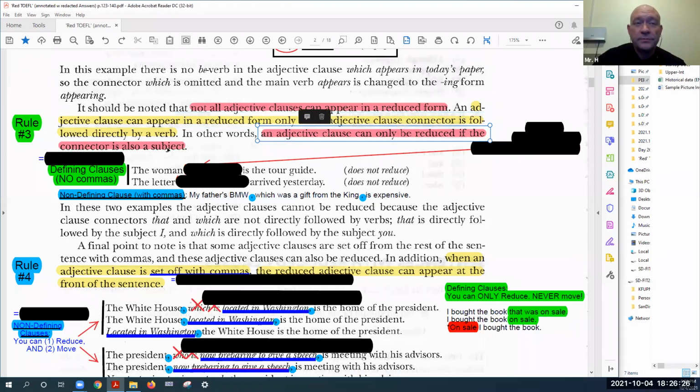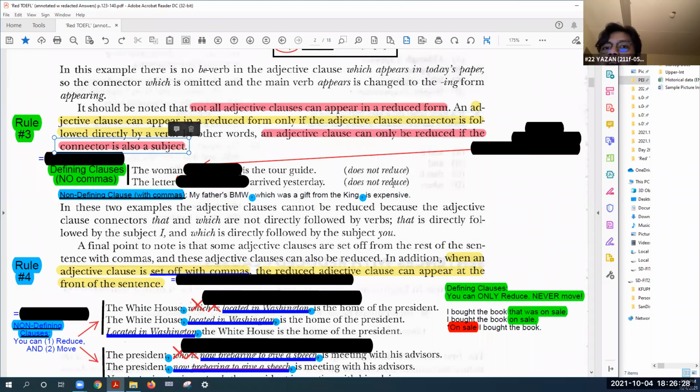An adjective clause can only be reduced if the connector is also a subject. Yes. So I have repeated this many times. You can reduce it only when the connector is also a subject. Okay. All right. So we've got a few examples here.